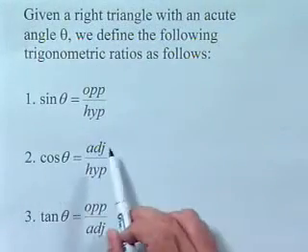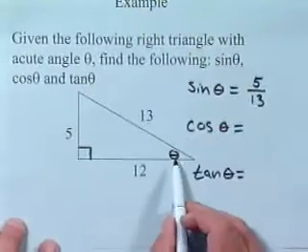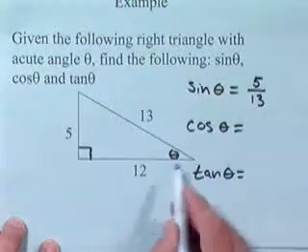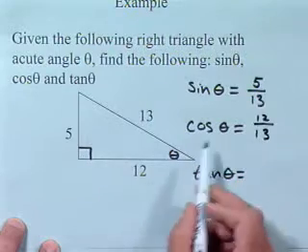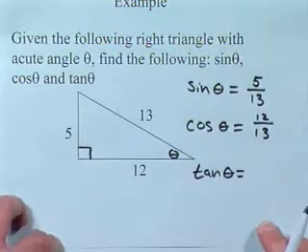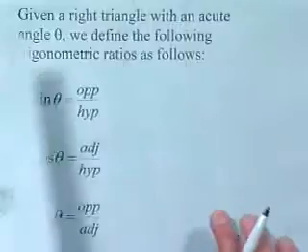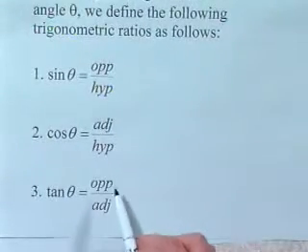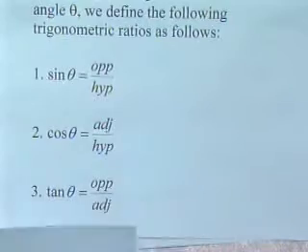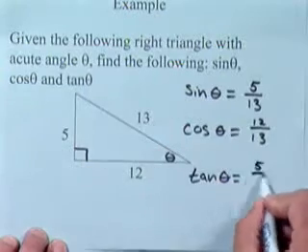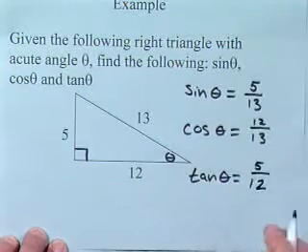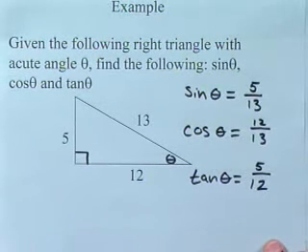Cosine we define as the adjacent side divided by the hypotenuse. So here's theta. The adjacent side is 12. The hypotenuse is 13. So cosine of theta is 12 thirteenths. And finally, we define tangent of theta as the ratio of the opposite side over adjacent. So the opposite side is 5. The adjacent side is 12. Now you might notice that we could define three other trigonometric ratios, and we'll do that in the next lecture.